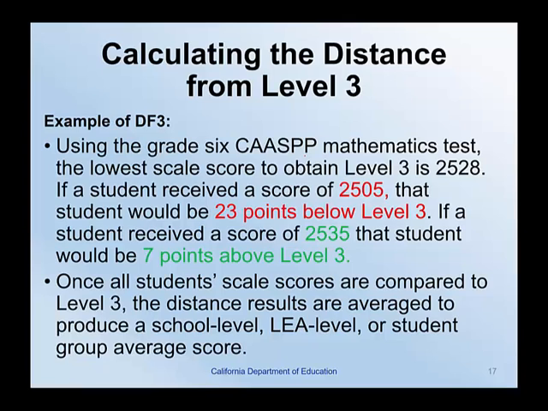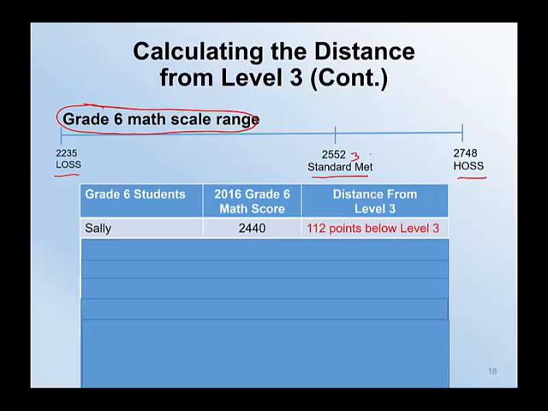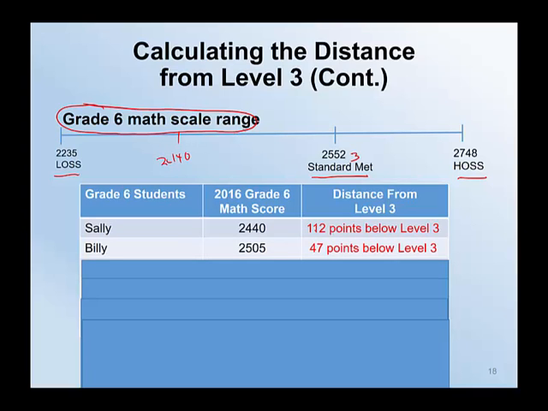That's why I like it graphically, because this next slide I think makes a lot more sense than words. So here is the grade 6 math scale range. There's the lowest, there's the highest, and standard met, which is your Level 3. So we have 4 students. Sally scored 112 points below. So there's Sally's score at 24.40. Then we have Billy. Billy shows up at 25.05.